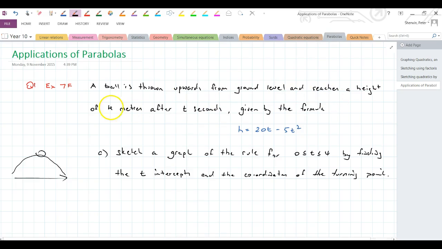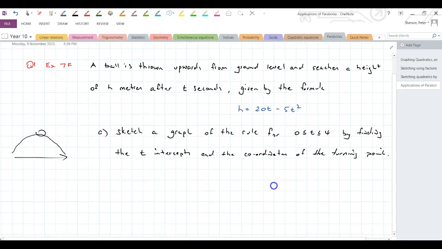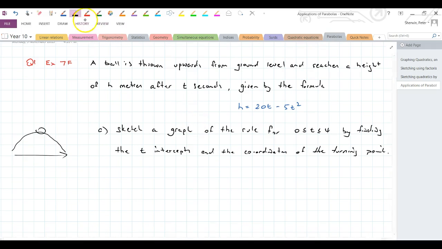Okay, just read through this question here. A ball is thrown upwards from ground level and reaches a height of h meters after t seconds, given by this formula. So have a little think about that. Sketch a graph of the rule for t is 0 to 4 by finding the t-intercepts and the coordinates of the turning point. Right, so we need to sketch a graph of this here.